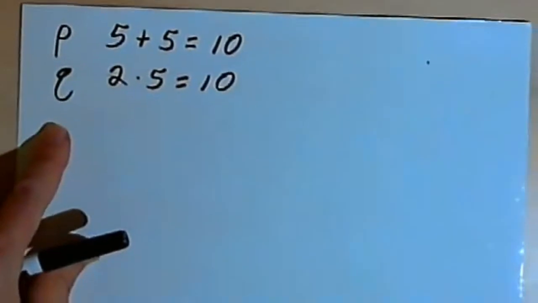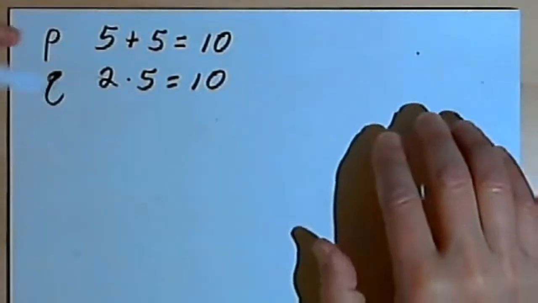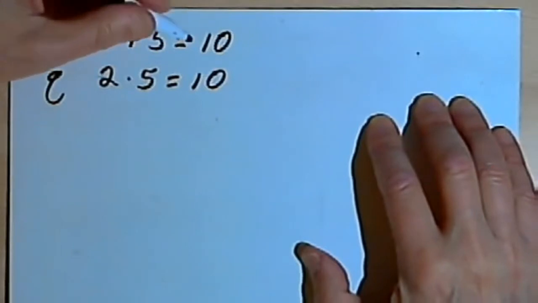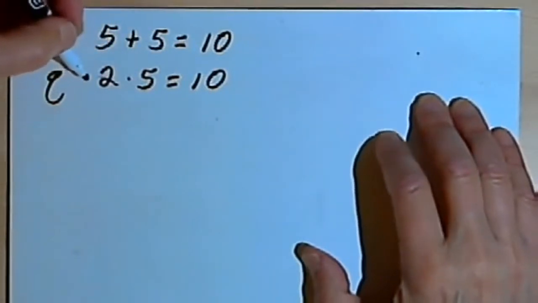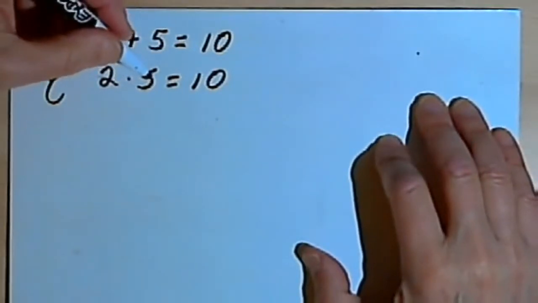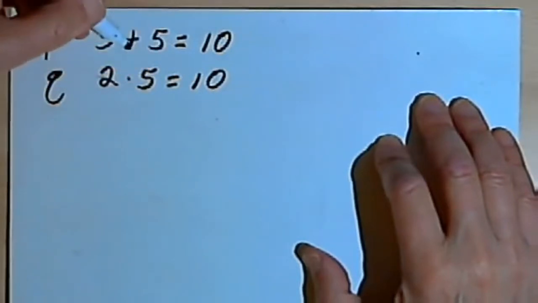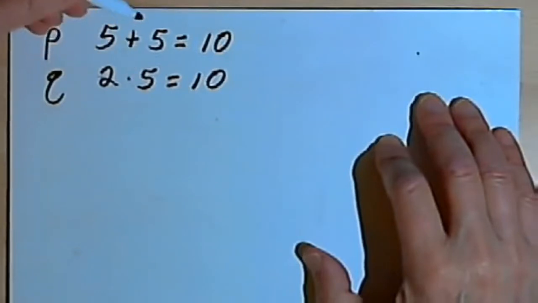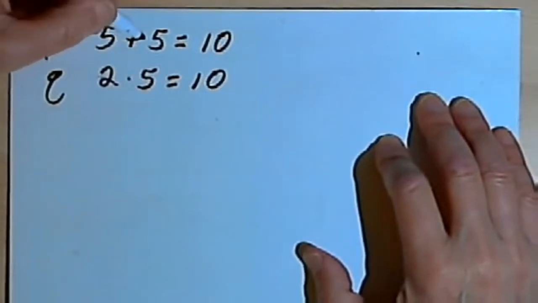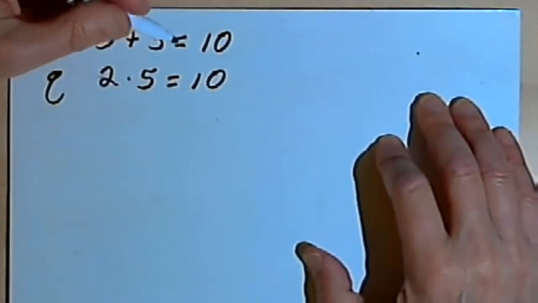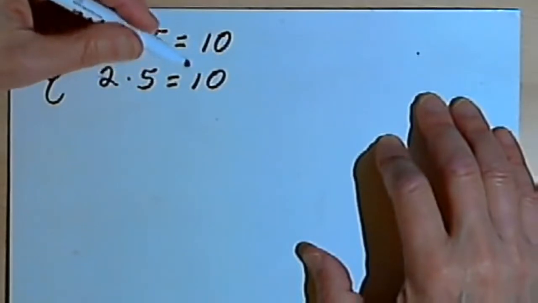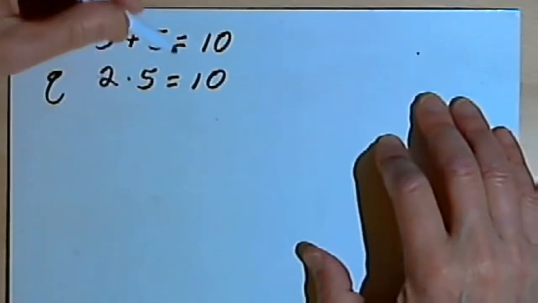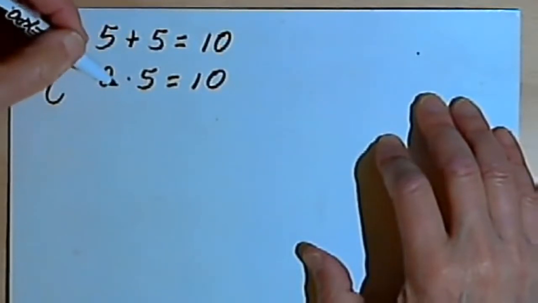So for the biconditional statement, we're going to do this. For the statement P, 5 plus 5 equals 10. And for the statement Q, 2 times 5 equals 10. Now you think about it. I could say in these two statements, if 5 plus 5 equals 10, then 2 times 5 equals 10, and that could be true. I can also state it in the other direction.